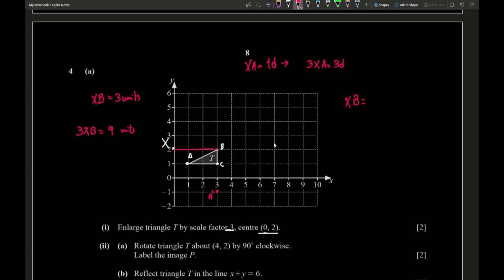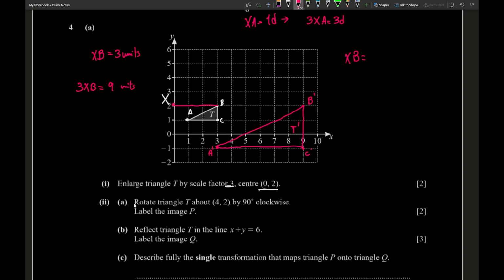I'll move 9 units to the right from the coordinates of X. We move 3, 4, 5, 6, 7, 8, 9. And this is our coordinate B prime. C prime will definitely be here. And just draw the triangle. Yes, perfect. And this triangle is called triangle T prime.